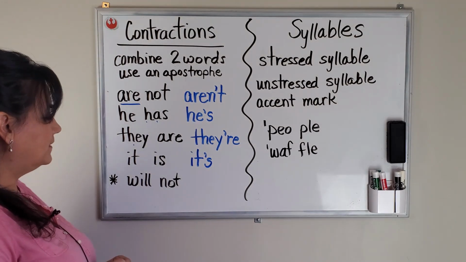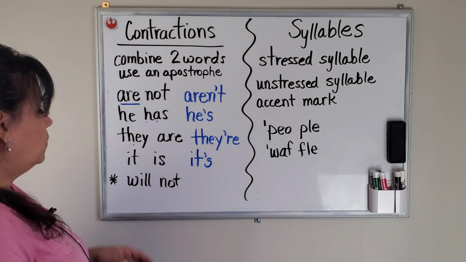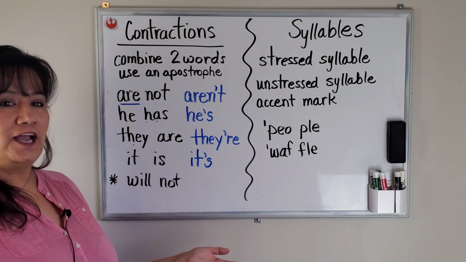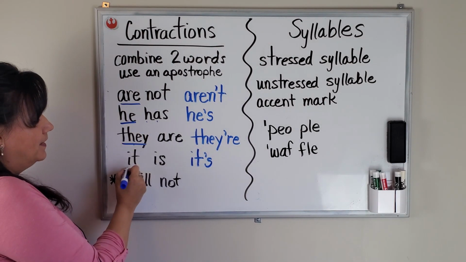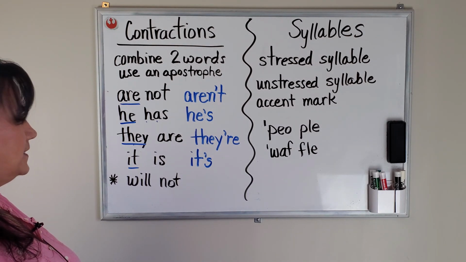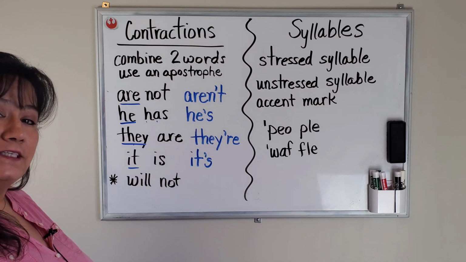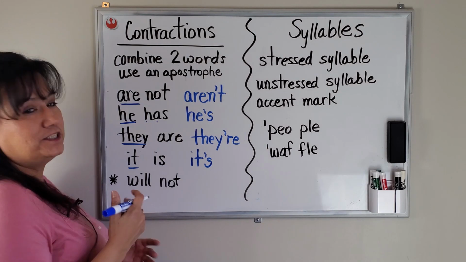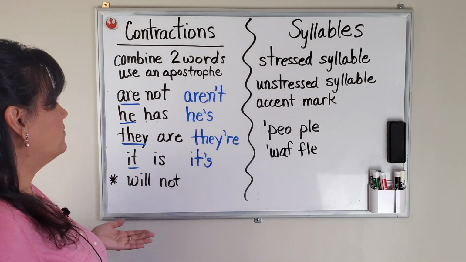Here comes the one that's a little different, and it is will not. When we use the two words will not and try to make it into a contraction, it doesn't follow the rule that all of these followed, where we keep the same first word. If we were to keep the same first word, it would be willn't, and there is no such word as willn't. So we need to change that to a different word. This is the only one that is different than the rules that we're following.